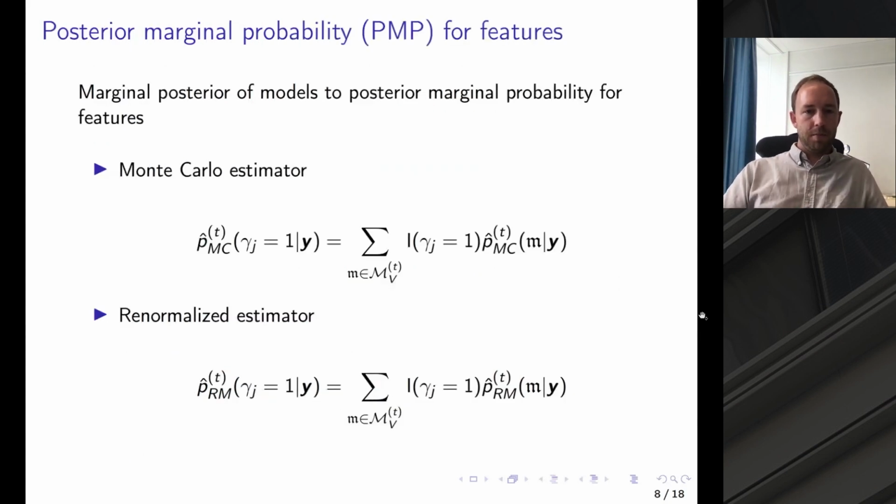Moving on, as mentioned in the beginning, we were interested in the posterior marginal probability for the different features. And given that we have calculated the model probabilities, we can immediately map from them to the feature probabilities. We can do that more or less the same way, given either the Monte Carlo or the renormalized estimates. And it just consists of summing over which models this feature was included in.